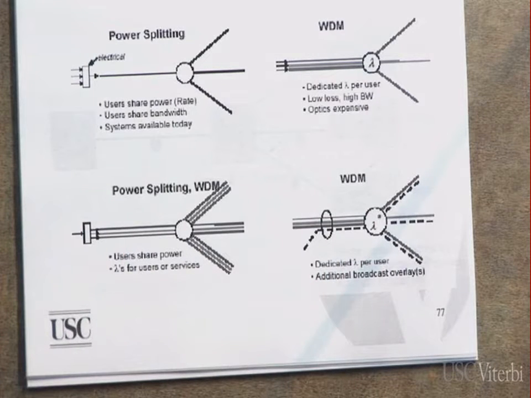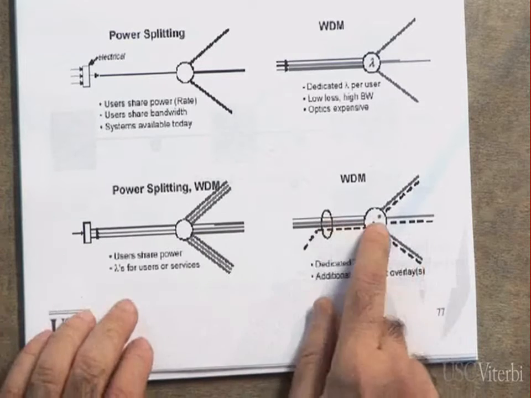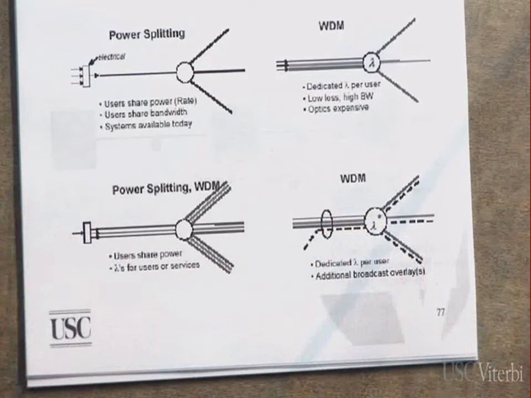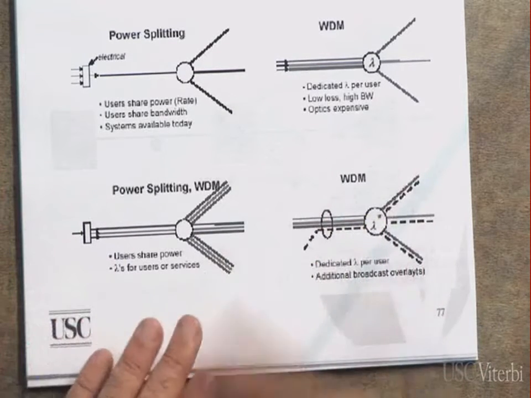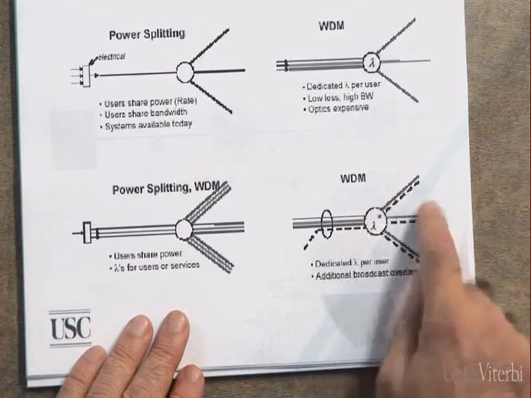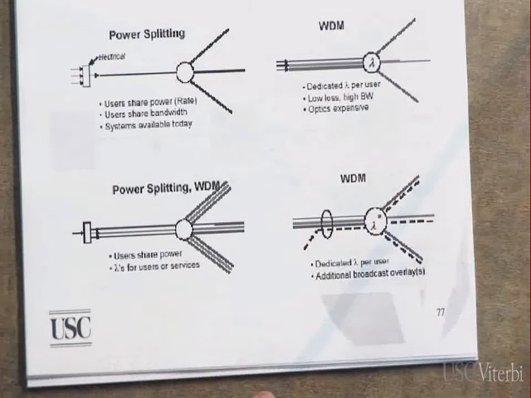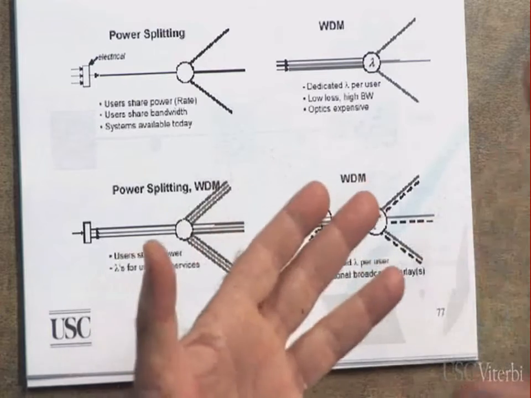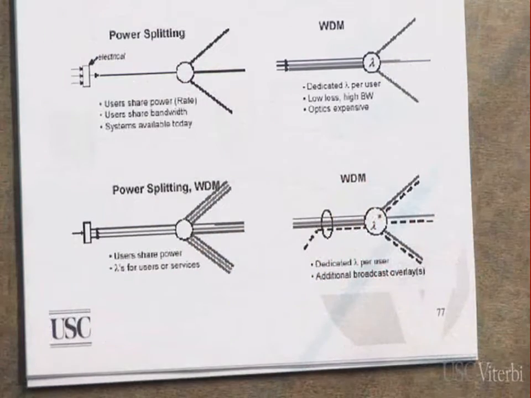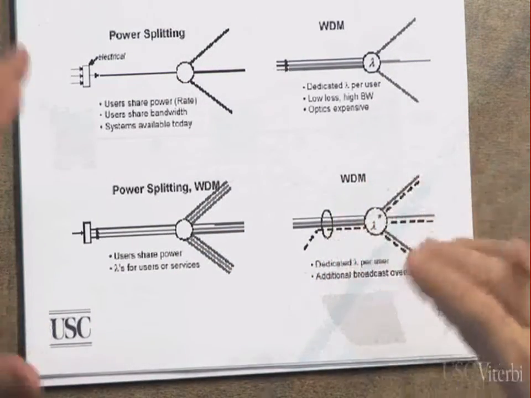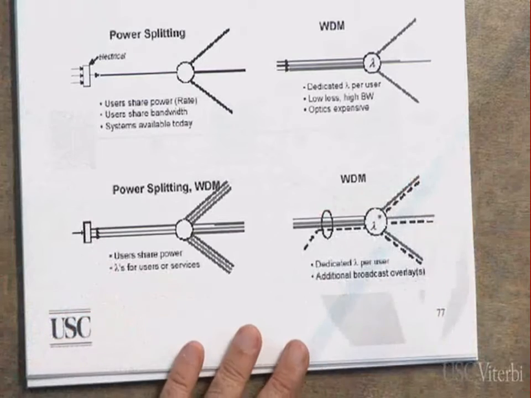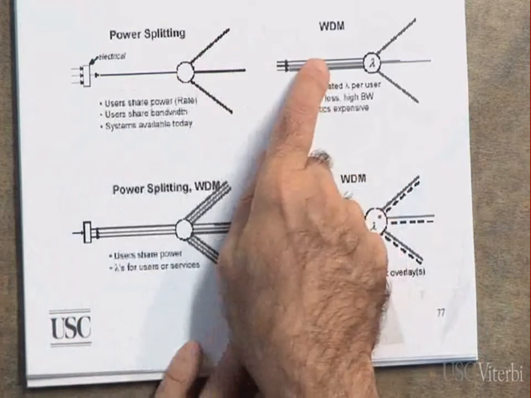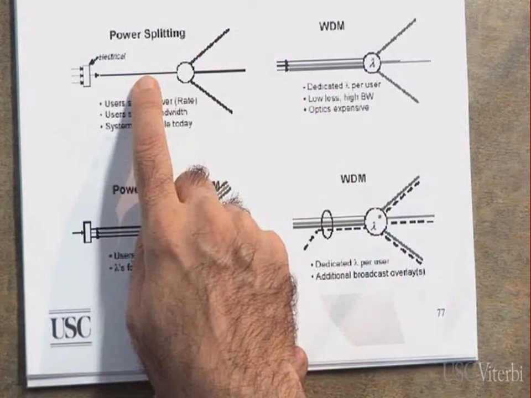Additionally, we can also have broadcast overlays. Broadcast means what? Some wavelengths that are used specifically for a broadcast, which means to all users. Clear, to all users. Some of them are dedicated, some of them are used for all, as a broadcast overlay. Overlay means you are overlaying the broadcast services on top of the dedicated service. Clear? Did you get the difference between WDM and the passive optical network?